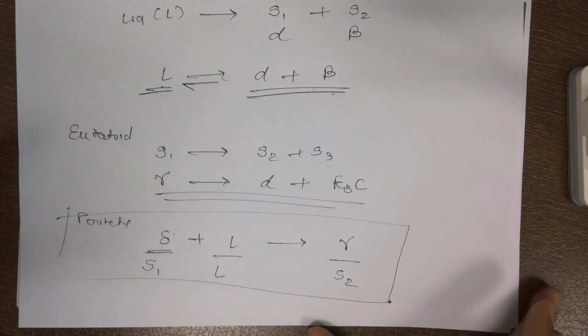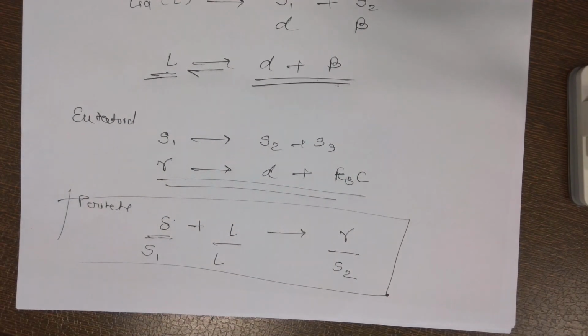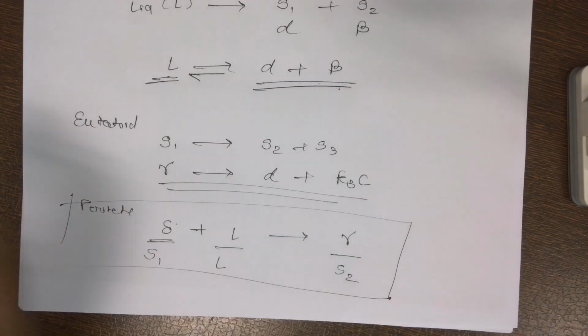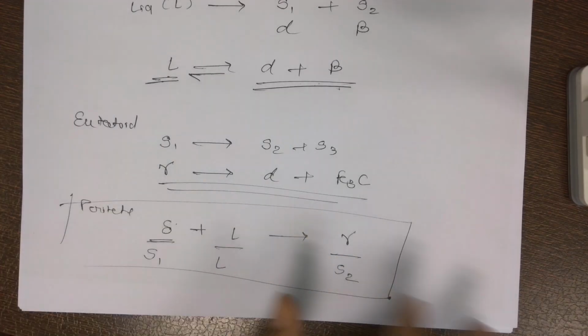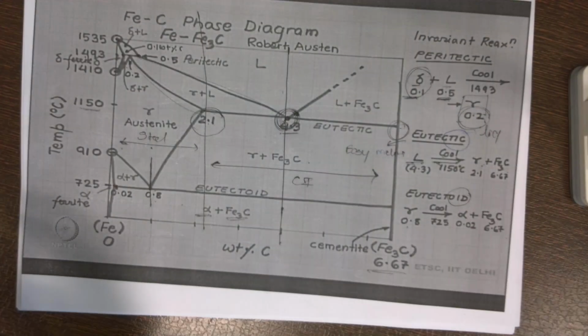So Omkar, any doubt in this particular thing? Peritectic, eutectic, and eutectoid. Omkar, if you don't have any doubt, can you please mute yourself? I think I'll do that. Let me mute. Clear, Omkar. If you don't have any doubt, can you mute yourself? There will be background noise. Yeah. Fine. Okay, let's go ahead.